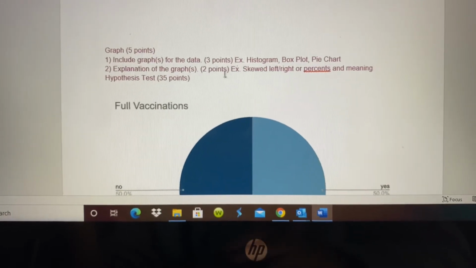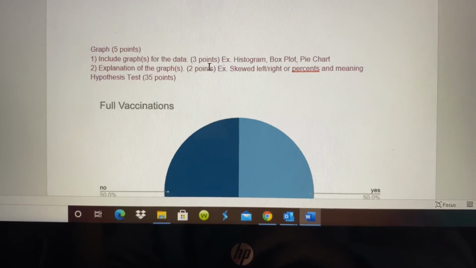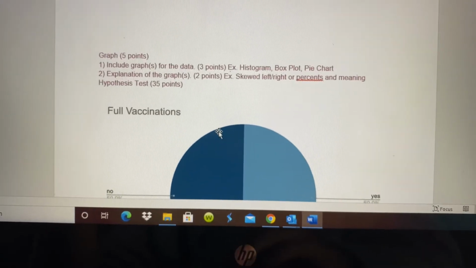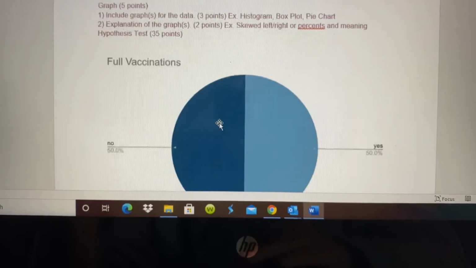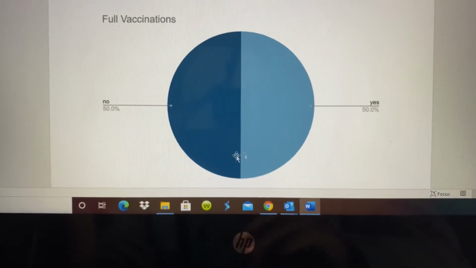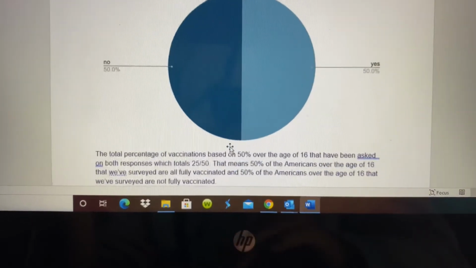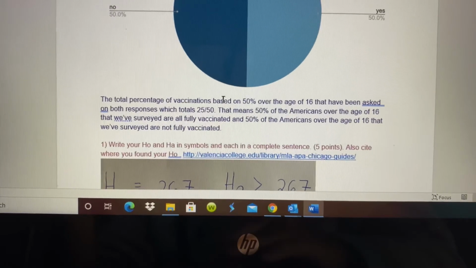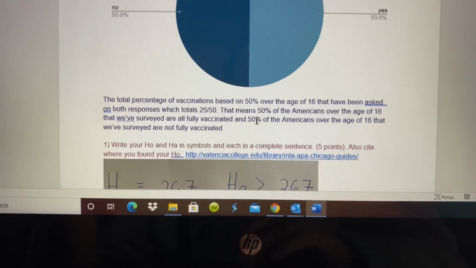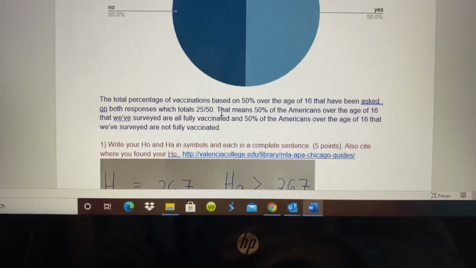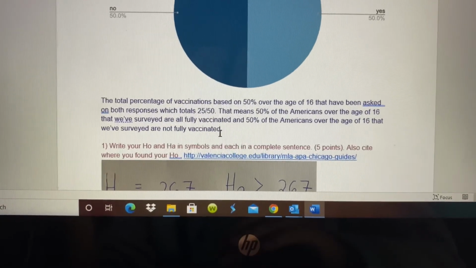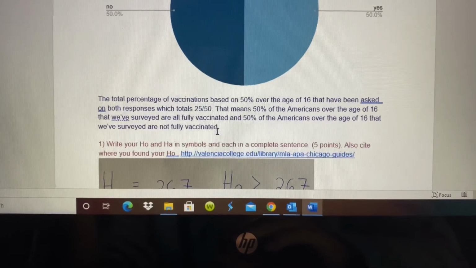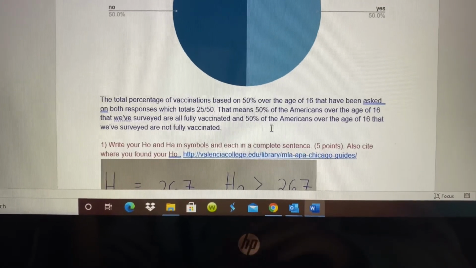Going to the graph, we did a pie chart. So we got 50-50. So 50 people said no and 50 people said yes. So when we did our pie chart, we just represented that. As you can see here, it says the total percentage of vaccinations based on 50% over the age of 16 have been asked on both responses, which totals 25 out of 50, which means 50% of Americans over the age of 16 that we surveyed are fully vaccinated, and 50% of Americans over the age of 16 that we surveyed are not fully vaccinated.